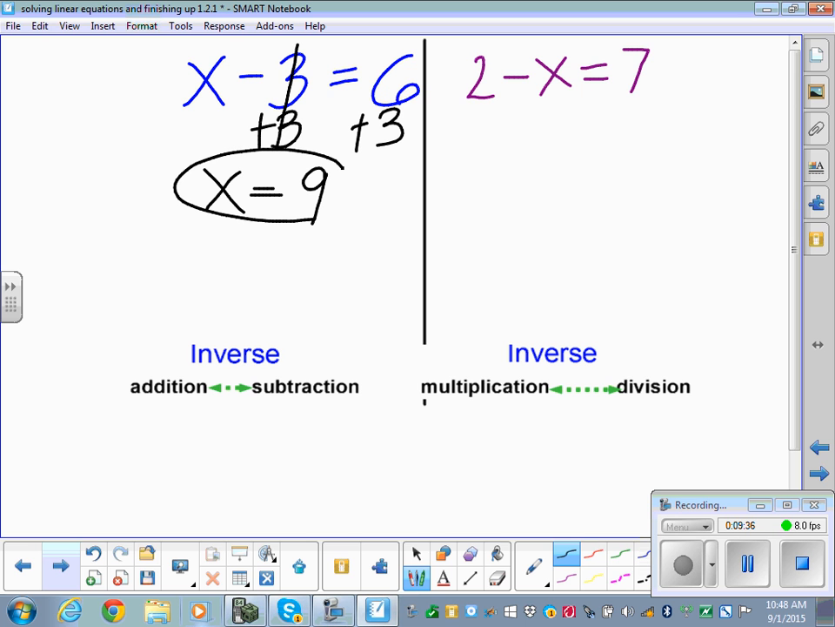Plugging that back into the original equation wherever there's an x. So 9 minus 3 is equal to 6. Is that a true statement? 6 is equal to 6. Okay. Let's look on the right though.